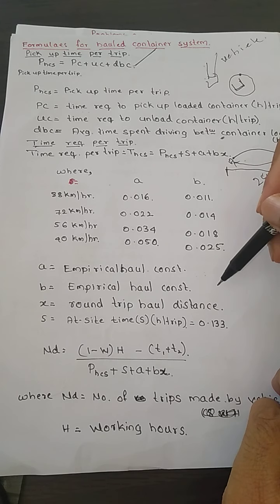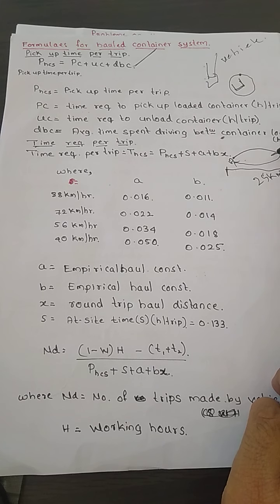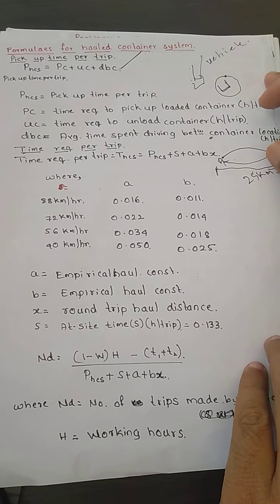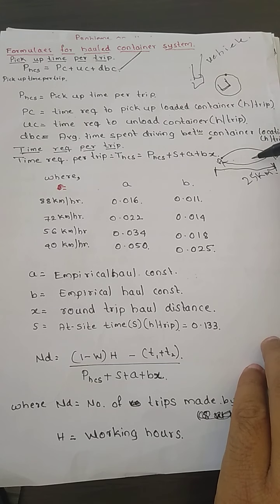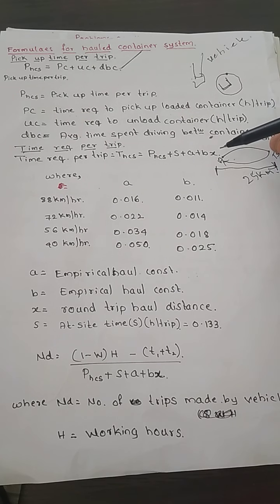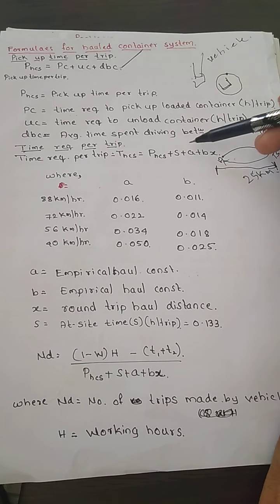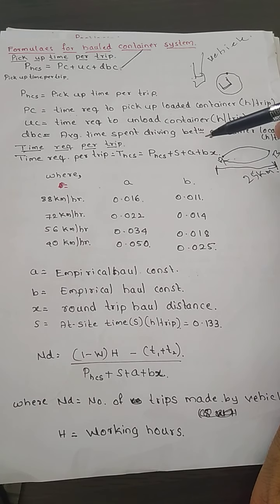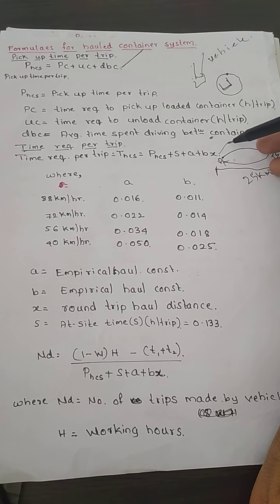So whenever we take the round trip distance, we take the two-way distance. So suppose the one-way distance is 25, then we will take the X value as 50 kilometers. So this is an example regarding this particular X. So S is clear, A is clear, B and X are clear. So this particular formula is also over.